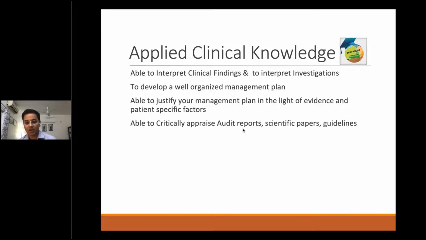So this is applied knowledge, which should incorporate the individual patient's findings and investigations, and then you have a plan which does not deviate from evidence-based medicine. Whatever plan you develop, you have to be able to justify that plan in the light of investigations and findings. It may deviate somewhat, they allow that much deviation from the evidence, but you should be able to justify that.